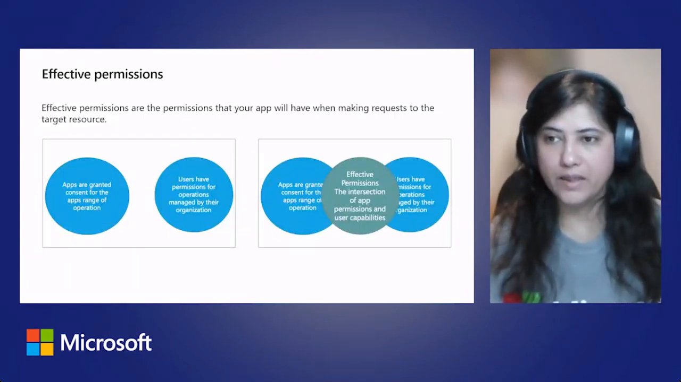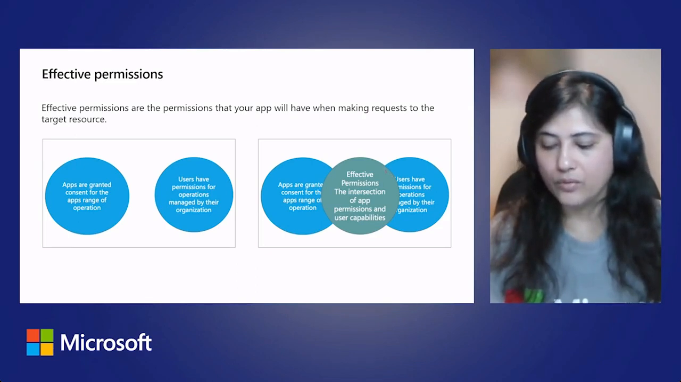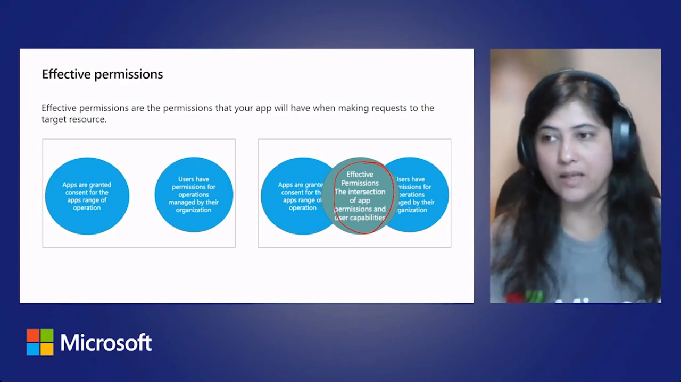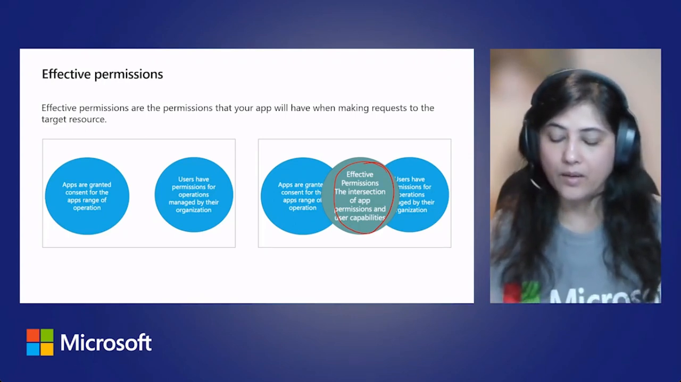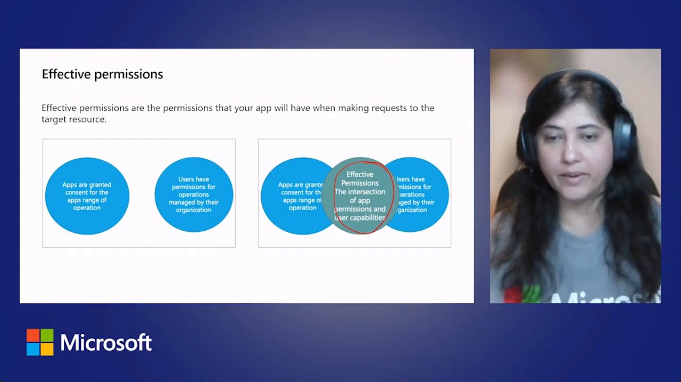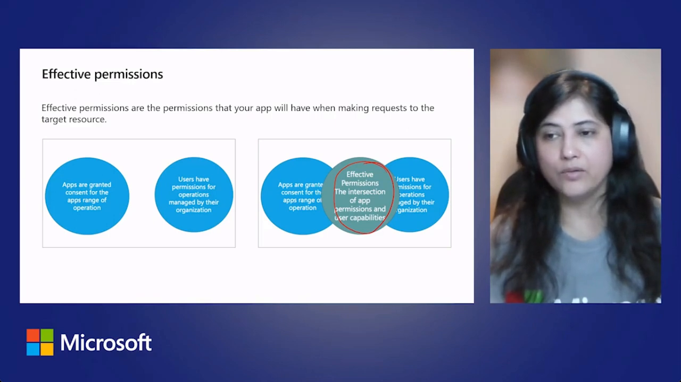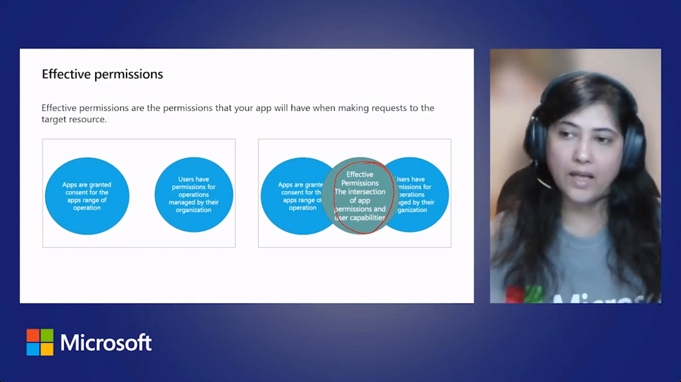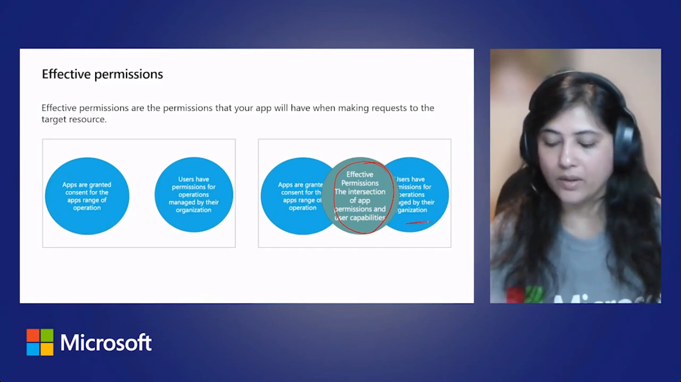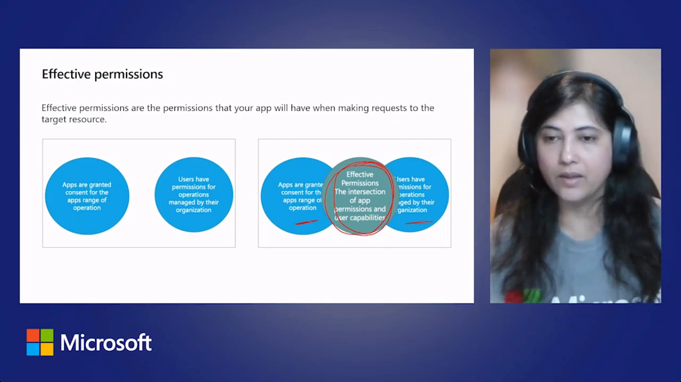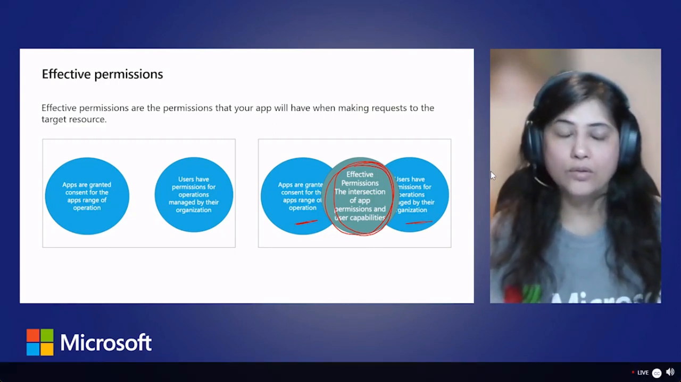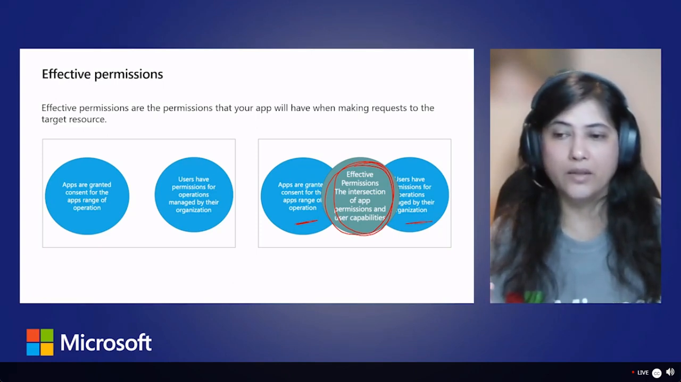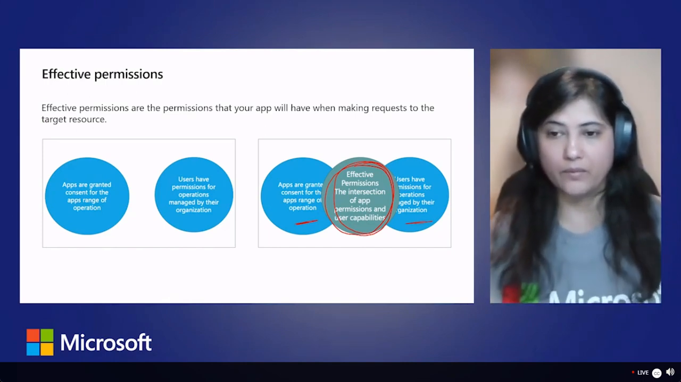So effective permissions are the permissions that your app will have when making requests to the target resource. It's important that we understand the difference between the delegated permissions, the application permissions, and how effective permissions will be created based on that. For delegated permissions, the effective permissions of your app are the intersection of the delegated permissions the app has been granted and the privileges of the currently signed-in user. So here you have the user, and then the app permissions, and here we have the effective permissions. The app can never have more permissions than the signed-in user in this scenario. Within organizations, the privileges of the signed-in user may be determined by policy or by membership in one or more administrator roles.